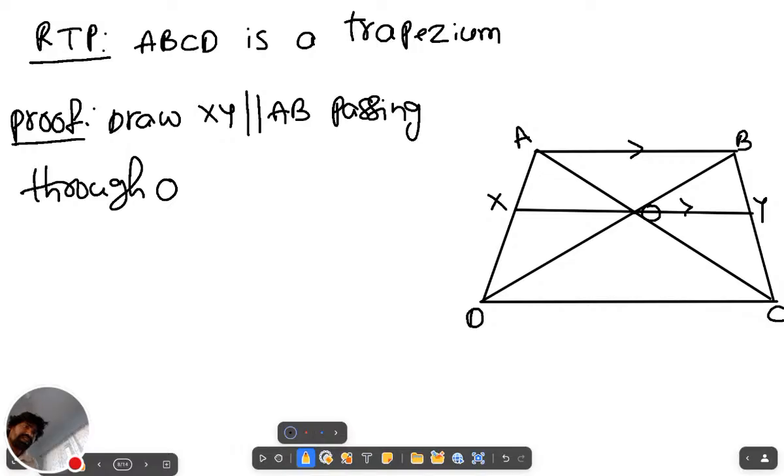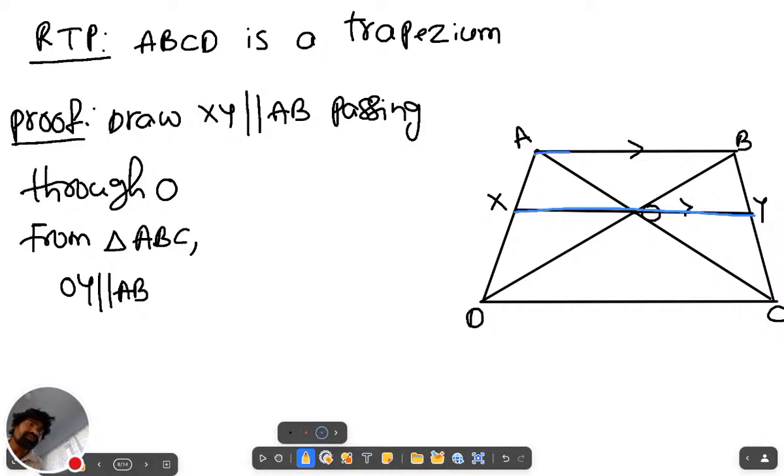So now let's take triangle ABC. From triangle ABC, OY is parallel to AB. Why is OY parallel to AB? Because XY is parallel to AB, so the part of XY, OY, is also parallel to AB. According to the basic proportional theorem, if a line is drawn parallel to one side of a triangle, then it divides the other two sides in the same ratio. So this OY divides the AC side and BC side in the same ratio.